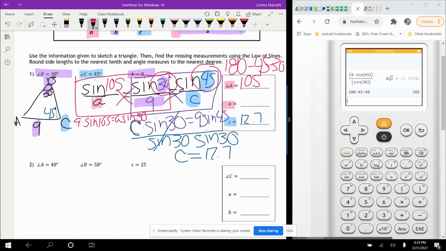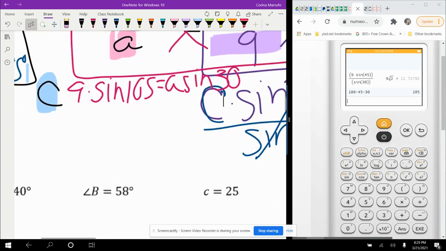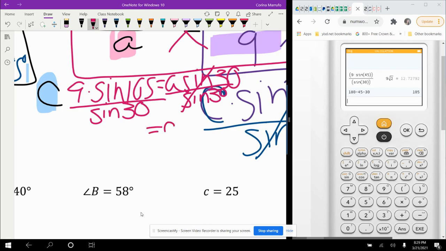Okay. So remember, we are solving for A. So in order for us to solve for A, I'm going to have to get rid of the sine of 30, and we're going to do so by dividing. So I kind of go over this other problem. I'm sorry about the messiness, guys, but it is what it is. So this cancels out, and this is equal to my A. I'm going to go ahead and put that part in my calculator.